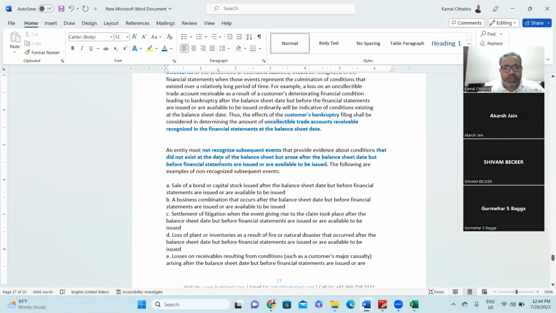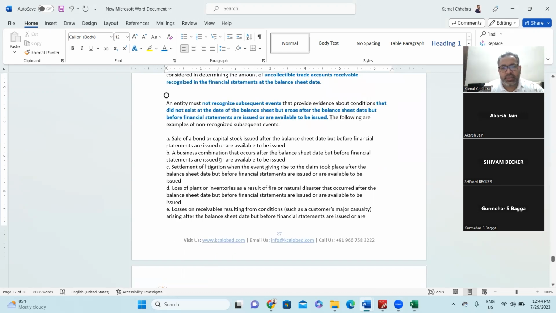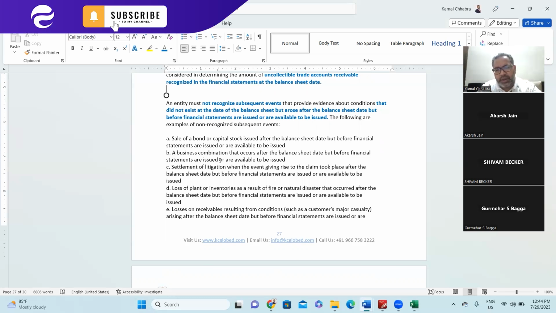right? Next is, an entity must not recognize a subsequent event that provides evidence about a condition that did not exist. Like we were discussing, any flood, any hurricanes, right? Any such issue arises after the balance sheet date, but those conditions did not exist at the balance sheet date. So Gurmeher, you have shared one example that if any company is planning to discontinue the operation after the balance sheet date, right? So here the operation will exist at the balance sheet date.